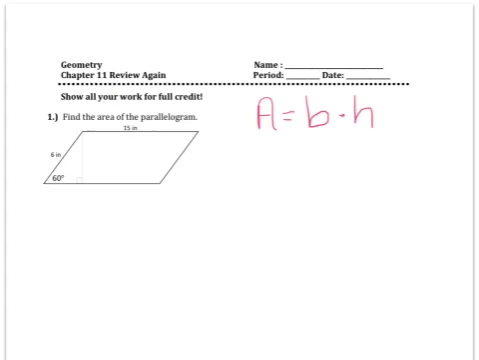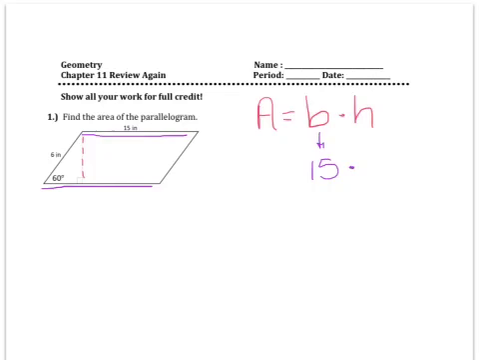Okay, with number 1, we have to find the area of the parallelogram. So the formula for area of a parallelogram is base times height. So we have the length of the base, which is 15. They're both 15. So the base is 15. Okay, we just need the height. So we need to find this length right here.